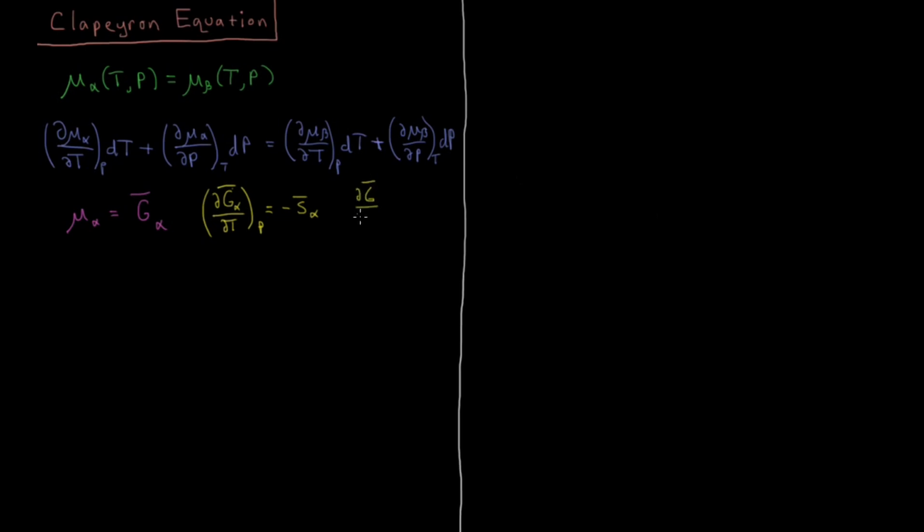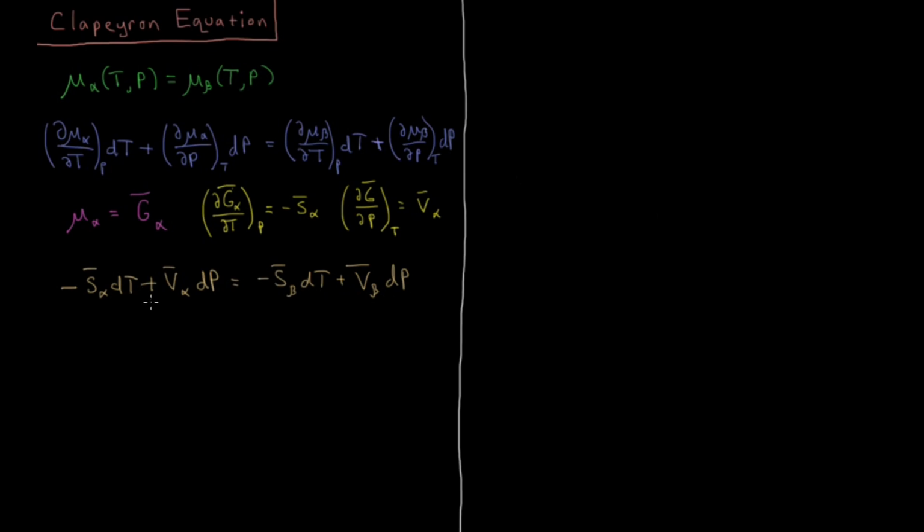And the change in the molar Gibbs energy with respect to pressure at a constant temperature is the molar volume of that phase. So we can rewrite our equations in terms of these quantities. We're going to have minus S bar alpha dT plus V bar alpha dP equals minus S bar beta dT plus V bar beta dP.